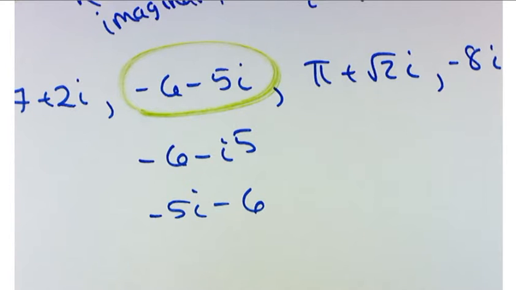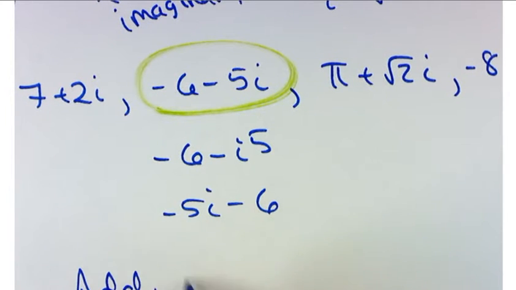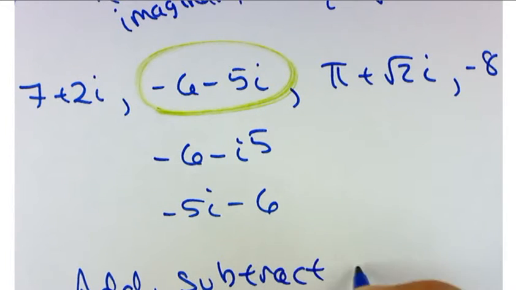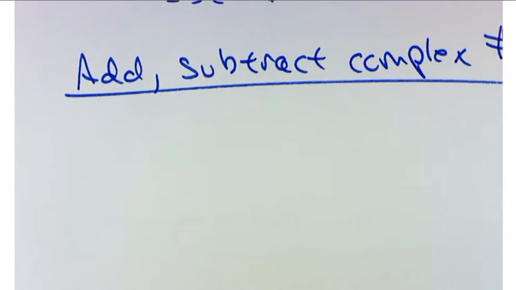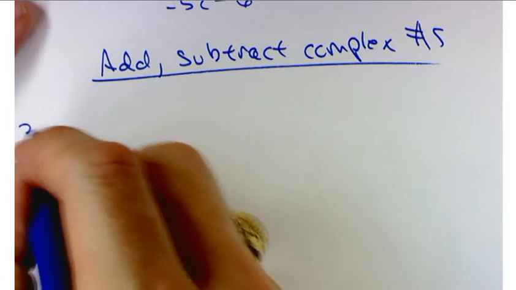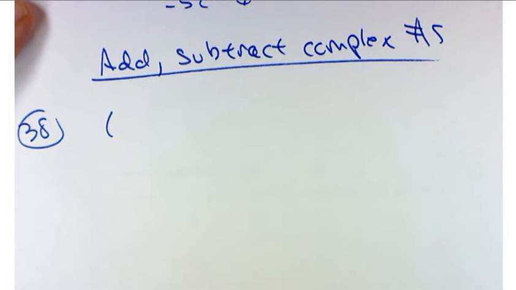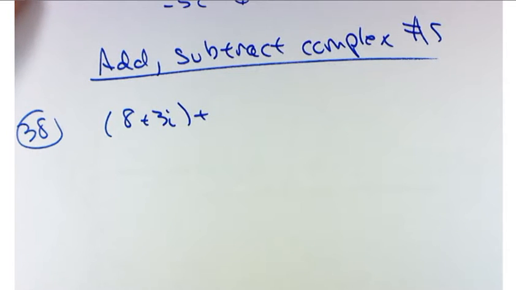Our eventual goal in this section is to add, subtract, multiply, and divide complex numbers. Let's practice this a little bit. And we'll start with problem number 38. Add and subtract complex numbers. It looks like this: 8 plus 3i plus -7 minus 2i.